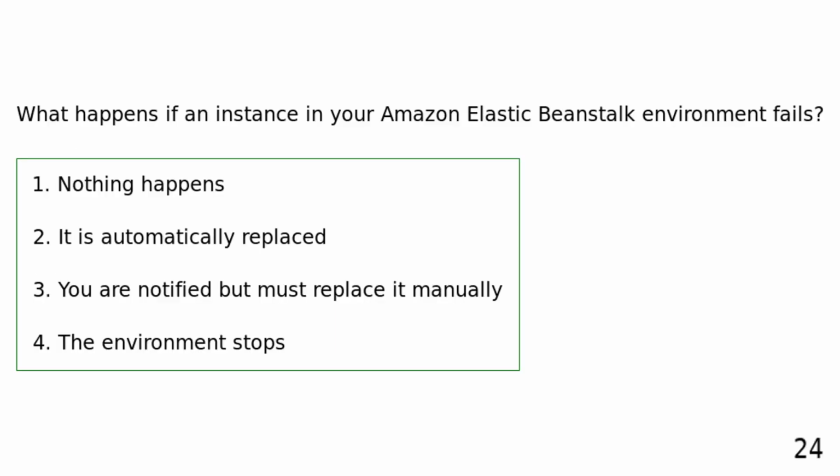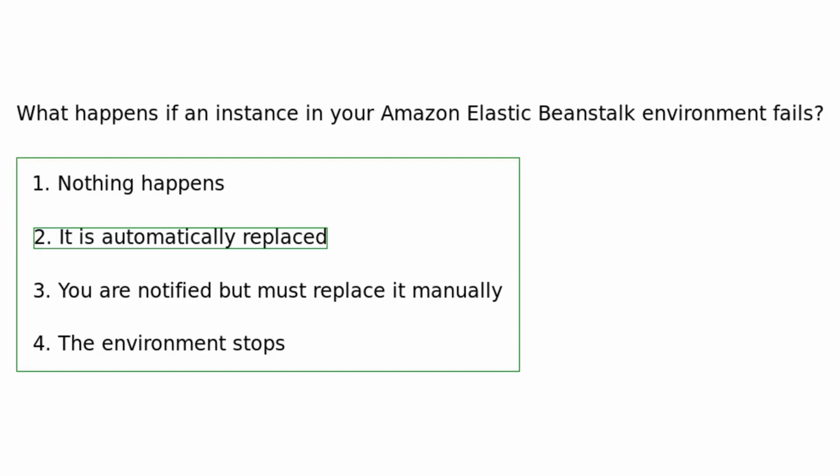What happens if an instance in your Amazon Elastic Beanstalk environment fails? Nothing happens. It is automatically replaced. You are notified but must replace it manually. The environment stops. If an instance fails, Elastic Beanstalk automatically replaces it to maintain availability.